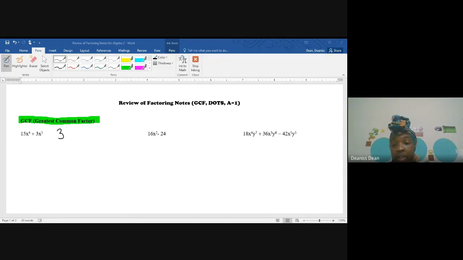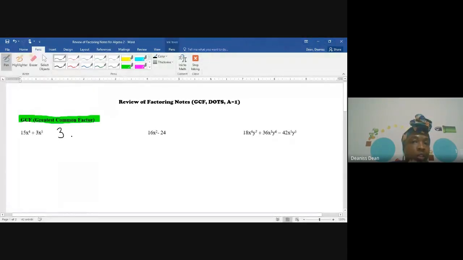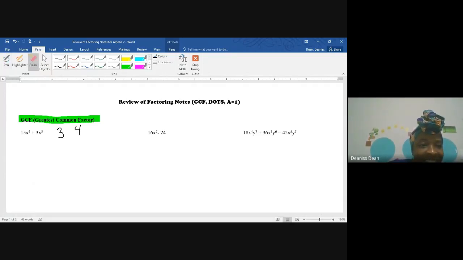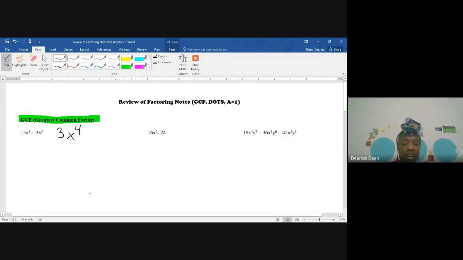GCF of variables is very simple. All you have to do is pick the one that has the smallest exponent on it. That's the GCF for the variables. So you have x to the 4th and x to the 5th. This one has 4 x's, this one has 5 x's. So the most they have in common is 4 x's. So the GCF of the variables is x to the 4th. When you're doing the GCF of variables, you look at the variable with the smallest exponent.